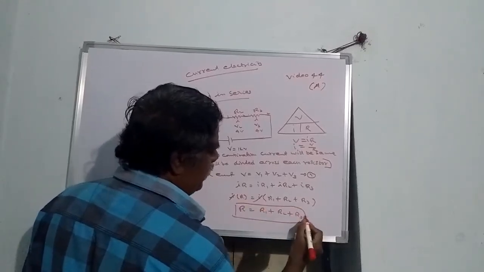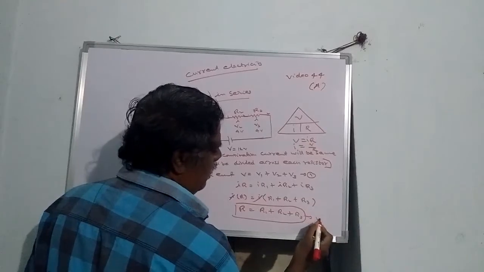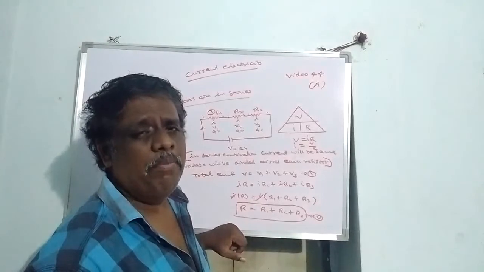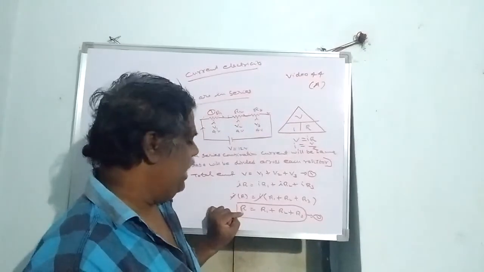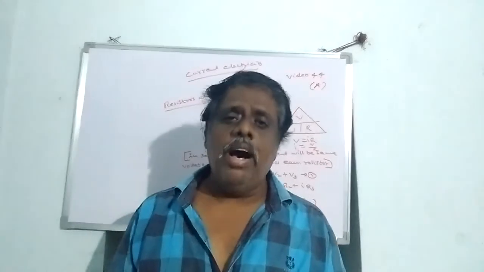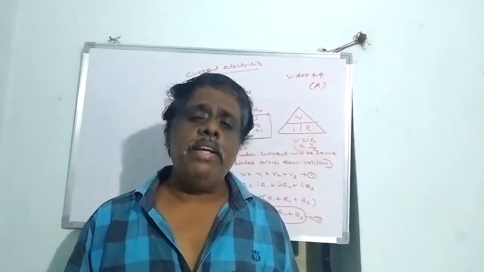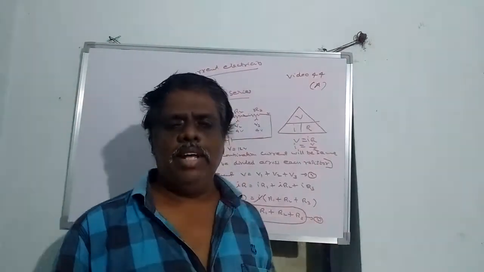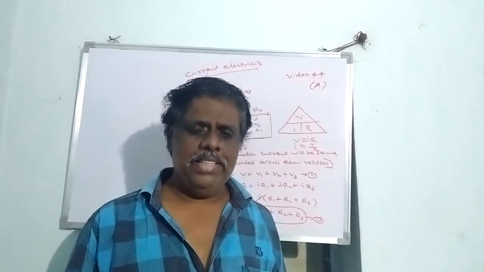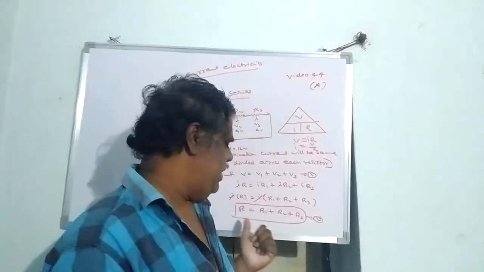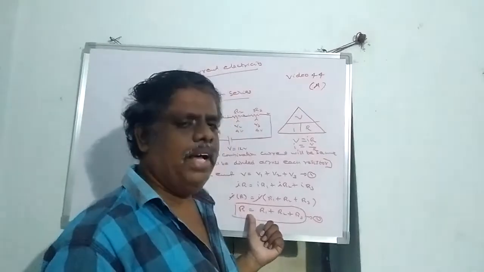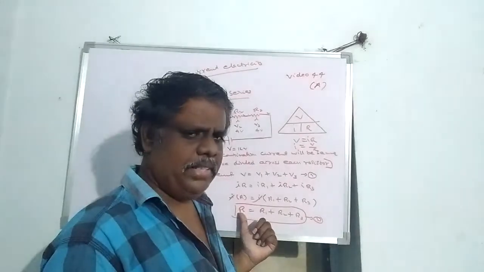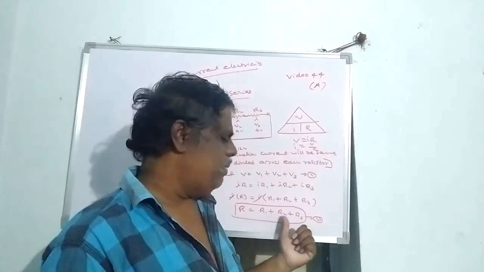Then in series combination, the resultant resistance or effective resistance, from equation number 2, R is equal to R1 plus R2 plus R3. Here R is the effective resistance or combined resistance or resultant resistance. So the resultant resistance will be equal to the sum of the resistances of the individual resistors. This is the net resultant resistance of the circuit.